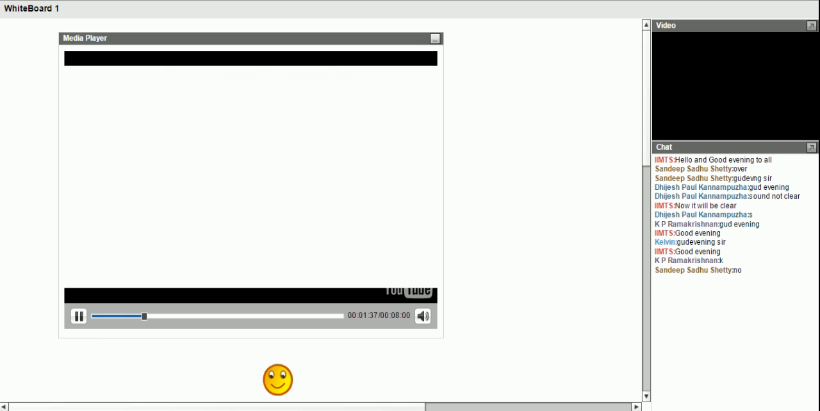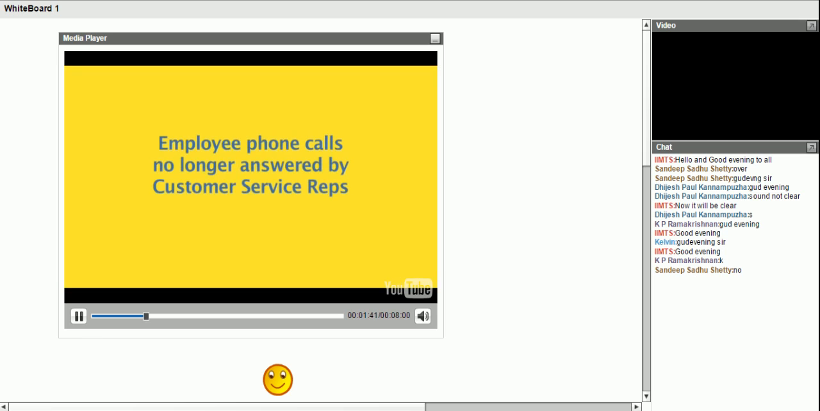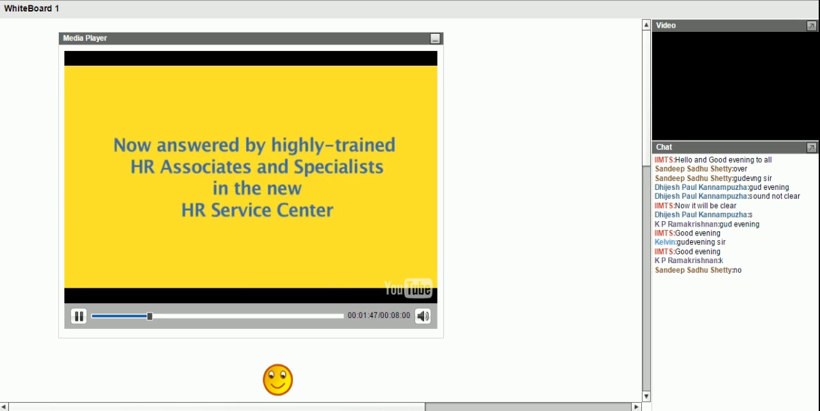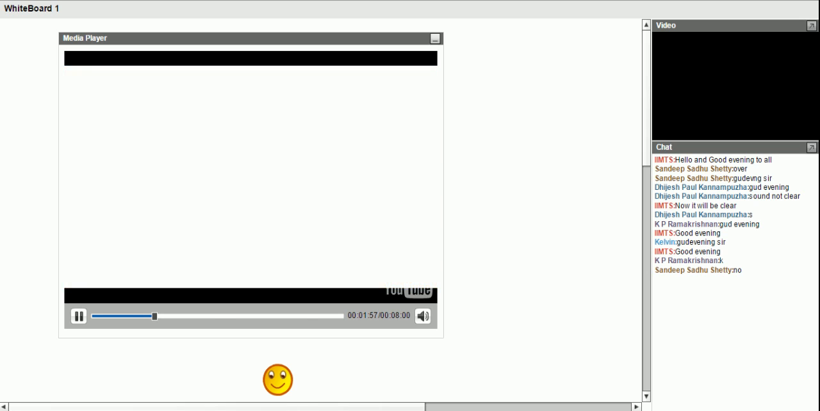Another shift for Pepco, and this was significant, was transforming the role of the HR professional responding to employee calls into the HR Service Center. Former customer service reps are now HR associates. This is a new title with a lot of training and development backing it up. There are also specialists who are deep dive experts in areas important to Pepco, health and welfare benefits, and disability.